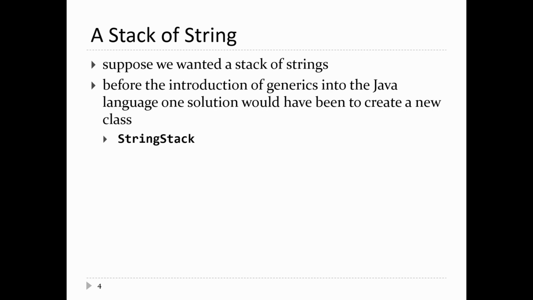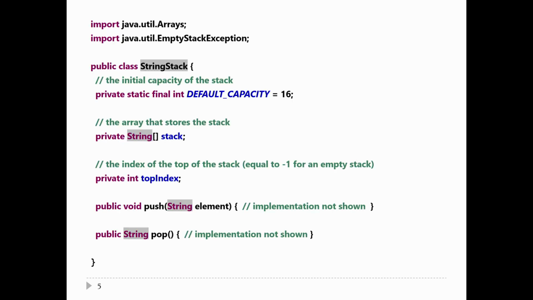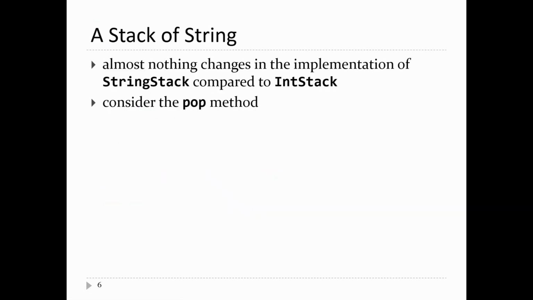If you wanted to make a stack of strings, or a stack of anything else, we're kind of stuck. The only solution that we would have is to make an entirely new class. So we'd go ahead and make a stack of string, for example. And when you make the new class, if you look at the code, it's exactly the same. The only thing that changes is the name of the class, the element type of the array, the element type of push, and the return type from pop. Otherwise, the code's almost exactly identical, even if you look at the actual implementation of the methods. Right, so almost nothing changes. The only thing that changes are some types.